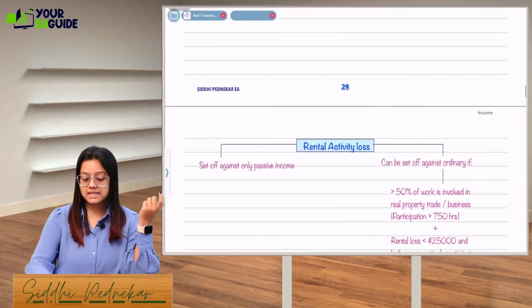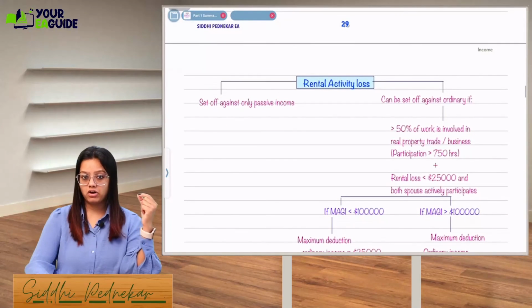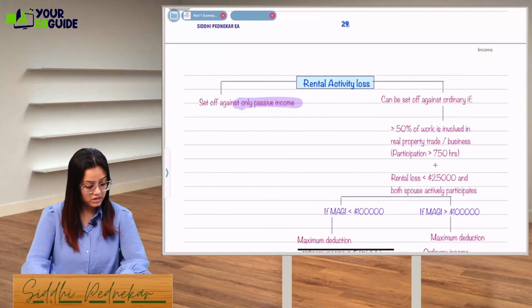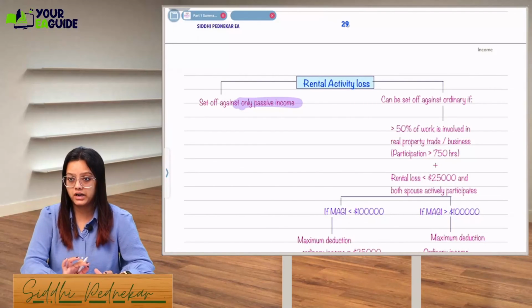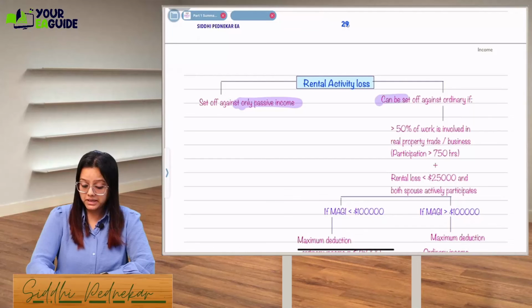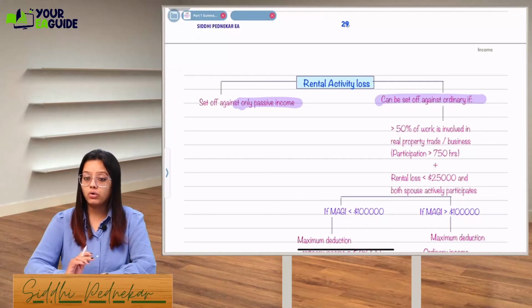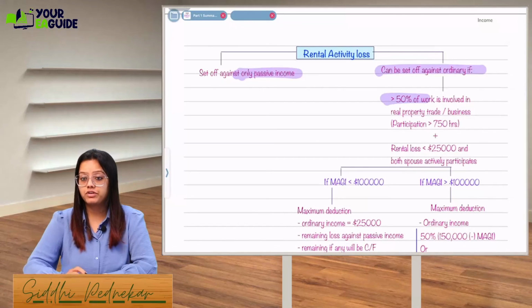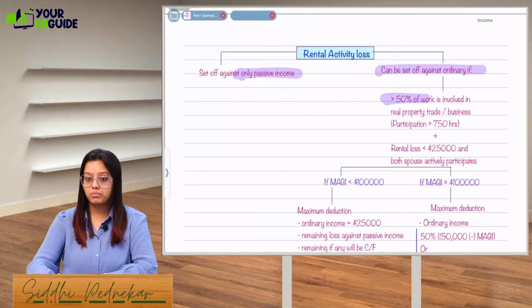Now let's see, in case of rental activity loss, it should be set off only against passive income. We still have 6 minutes, we'll complete the rental property topic. It can be set off against ordinary income only if more than 50% of your work is involved in real property and your participation is more than 750 hours.